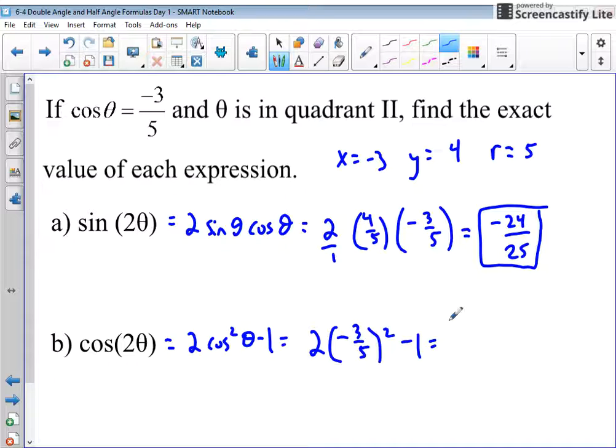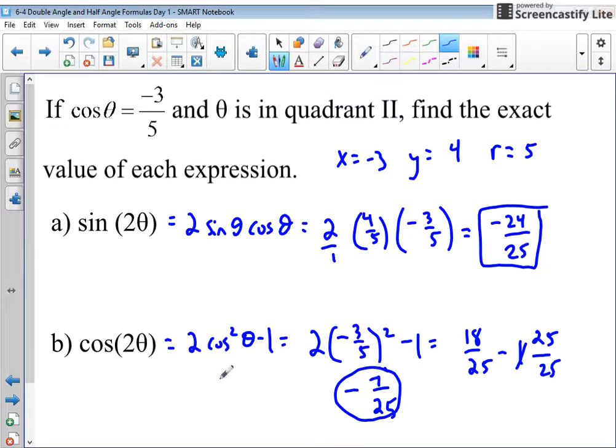Now, if I square 3/5, that gives me 9/25. I have to square both numbers, so that's 9 over 25. I'm multiplying that 9 by 2, so that gives me 18 over 25 minus 1. In order to combine these, I need the same denominator. So I'm going to change that 1 to a 25 over 25. 18 minus 25 is -7, so I get -7 over 25 for my solution.